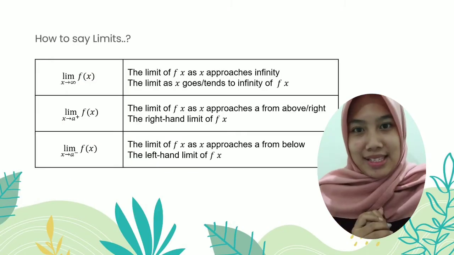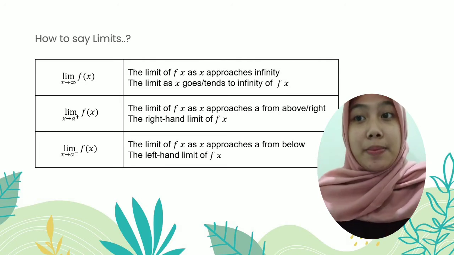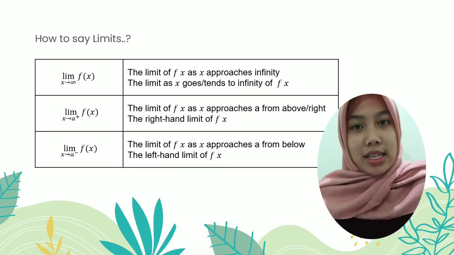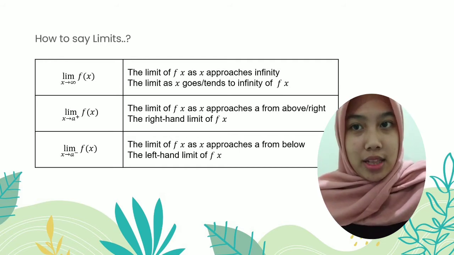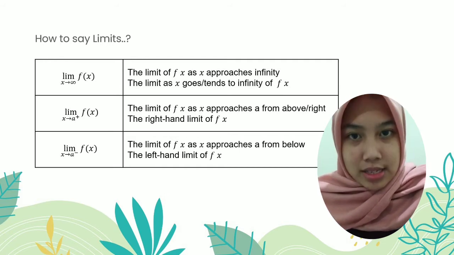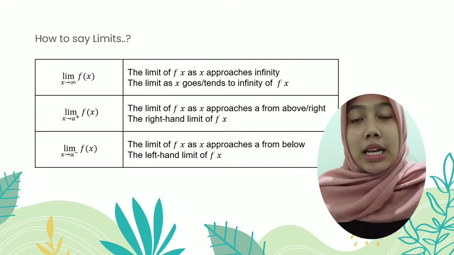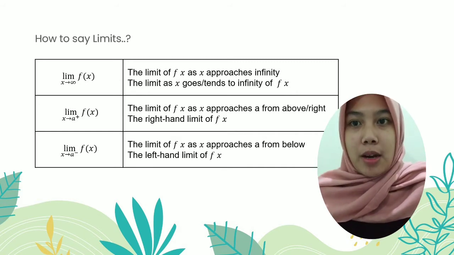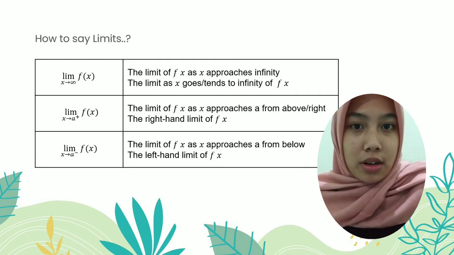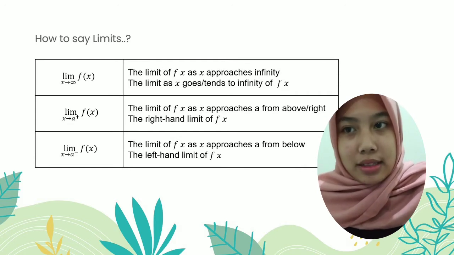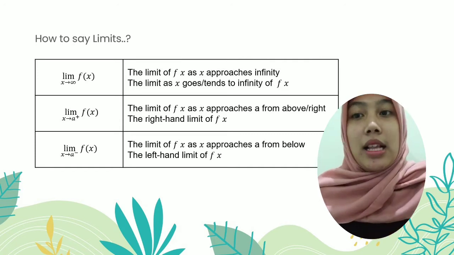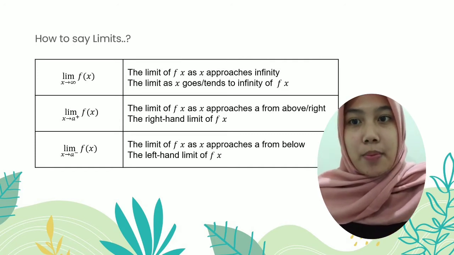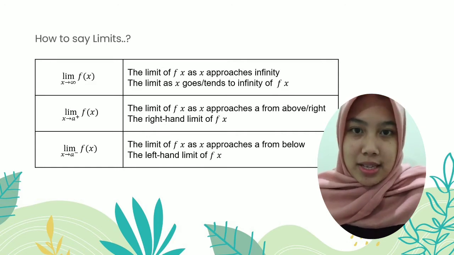How to say limits? Number 1, limit of f(x) as x approaches infinity: the limit as x goes or tends to infinity of f(x). Number 2, limit of f(x) as x approaches from above or right: the right hand limit of f(x). Number 3, the limit of f(x) as x approaches from below: the left hand limit of f(x).